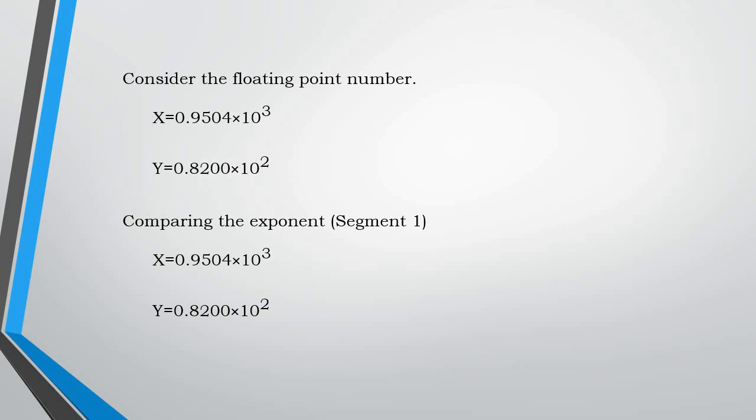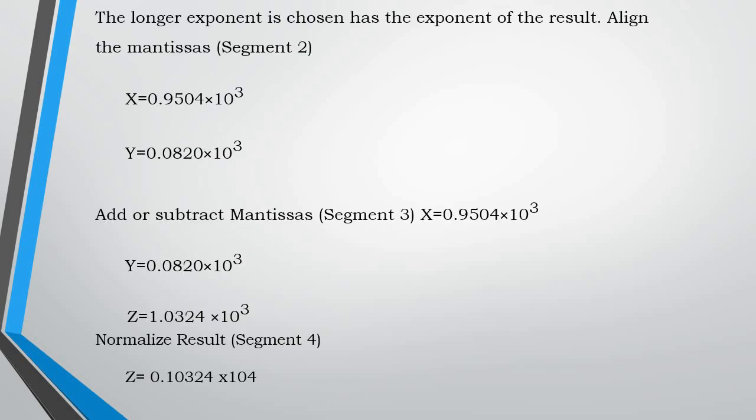The next segment shifts the mantissa of y to the right. So what will happen? The x value is the same, but the y value we have to change. That is the fractional value 0.0820 into 10 to the power of 3. So that is 10 to the power of 3 in segment 2.